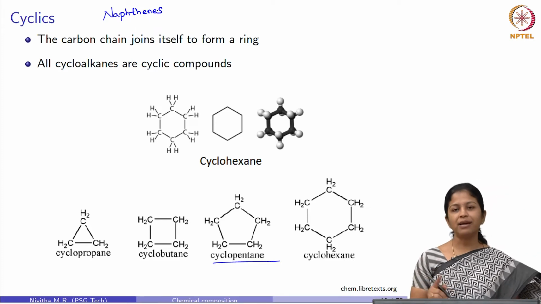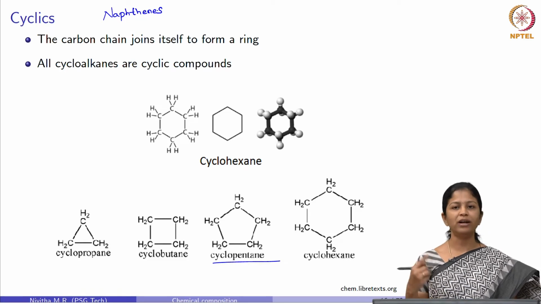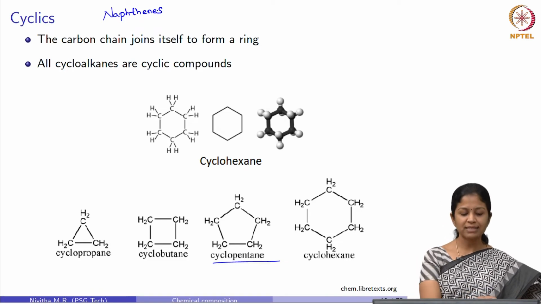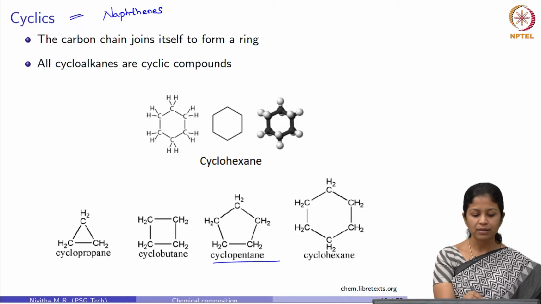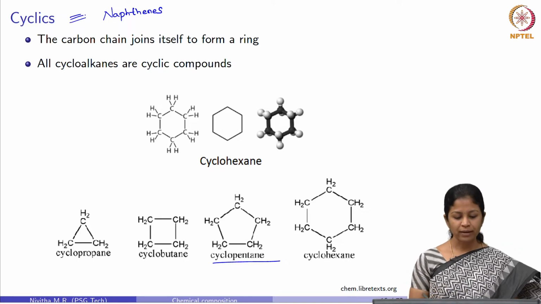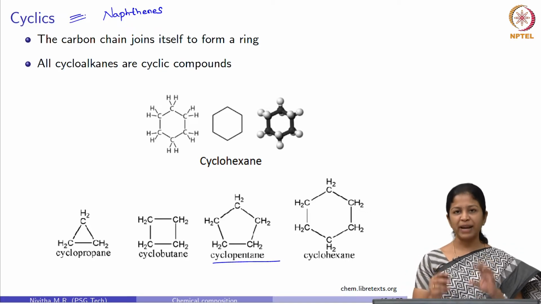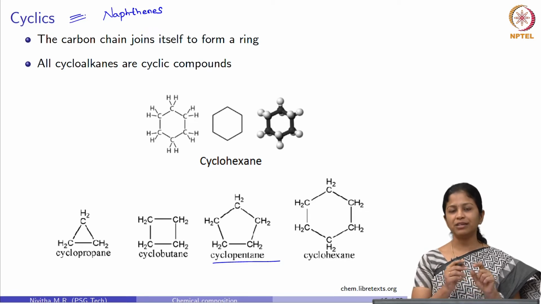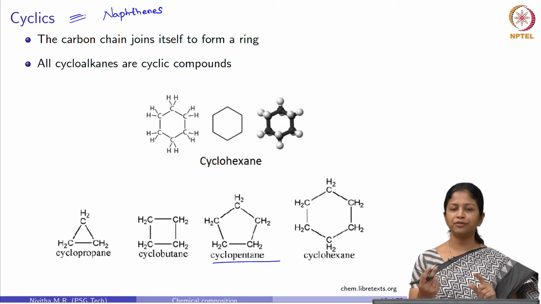These naphthenes are different from naphthalenes. When I discuss aromatics, I will tell you what these naphthalenes are, but these cyclics are also called naphthenes, right. So, the property of pentane when it is present in a straight chain is completely different from when it forms a ring-like structure.